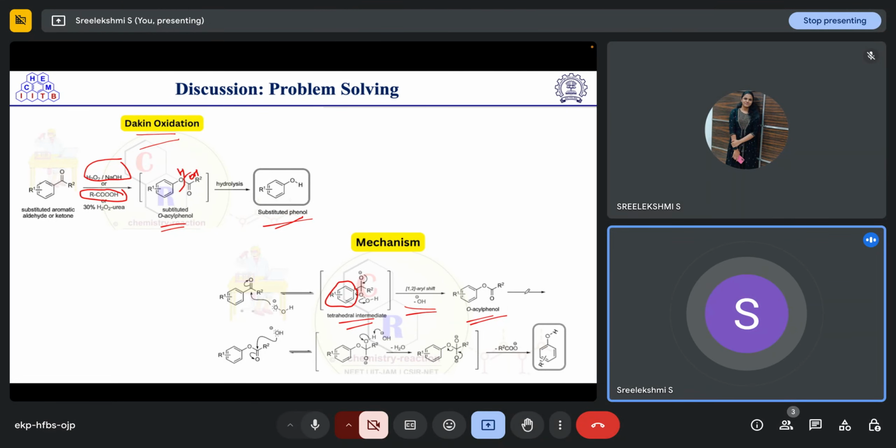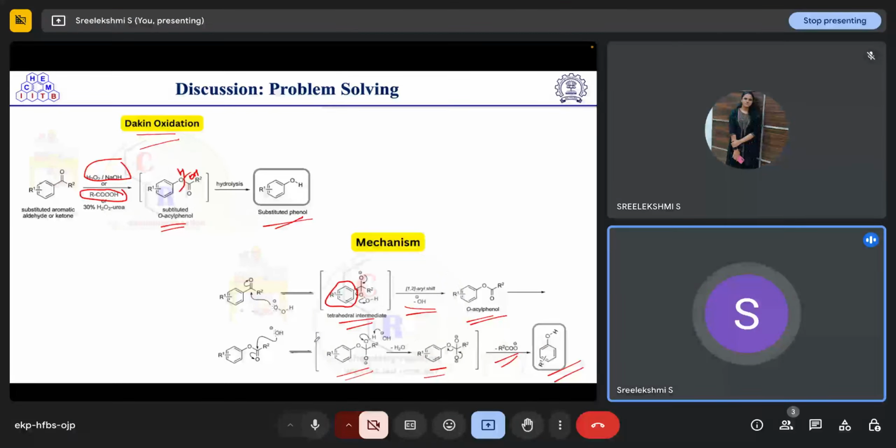Once this O-acyl phenol is formed, then what is happening? OH minus will attack over this carbonyl carbon center, and that will form this intermediate. Then again this will get protonated. This will lose a water molecule to form this intermediate, and then OH minus will take this proton to form this intermediate, and then what is happening? This negative charge is shifting over here, and this is leaving to give this acid, and we will be getting this substituted phenol.